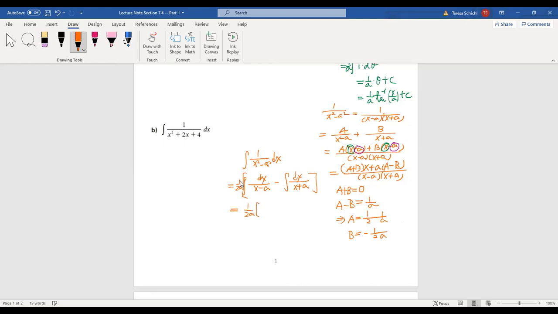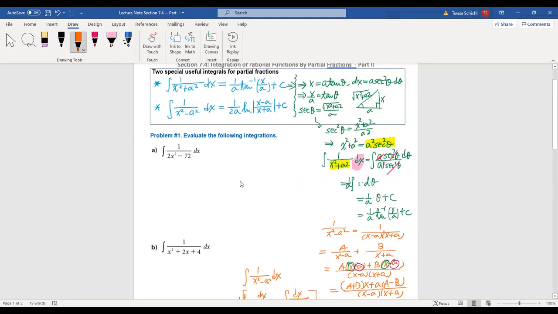So what is the integration of here? This will be the natural log of x minus a, right? So this is minus natural log of x plus a, plus c. So that's how you get the formula: 1 over 2a times the natural log of (x minus a) over (x plus a), plus c. All right, so that's how we get the formulas here.